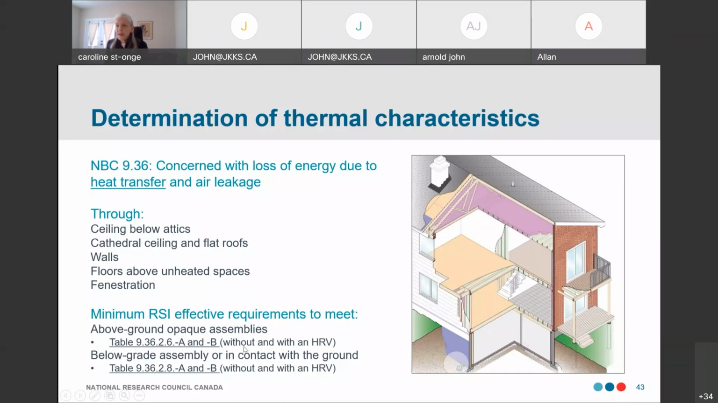This is when the building may have an HRV or no HRV. So depending on whether it is with HRV, then it's table A. With no HRV, it's table B. For below grade assemblies, it's table 9.36.2.8.